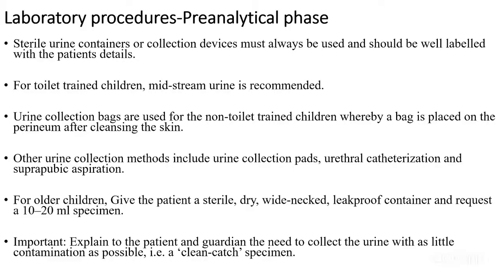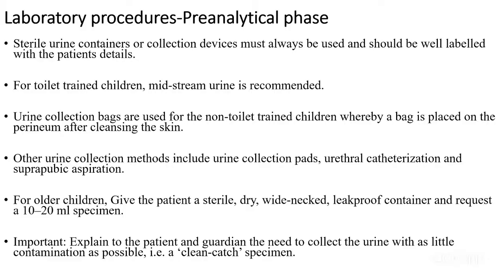For toilet-trained children, it's important to communicate to the guardians and the patient the importance of having a midstream urine. Where urine bags are used for non-toilet trained children, or the younger children, a urine bag is placed on the perineum after cleaning the skin. Other collection methods used are urine collection pads, urethral catheterization, and suprapubic aspiration.